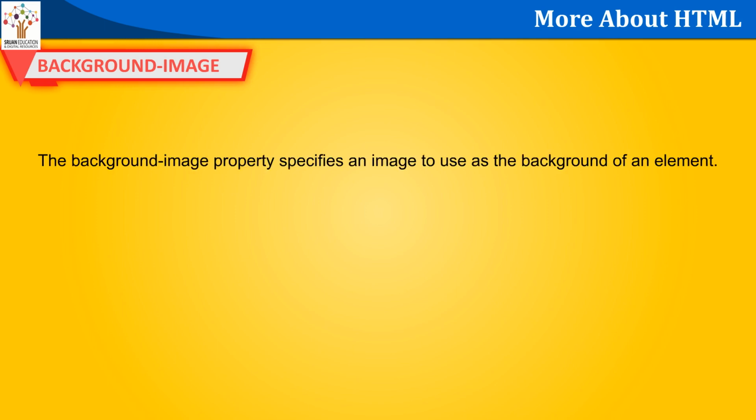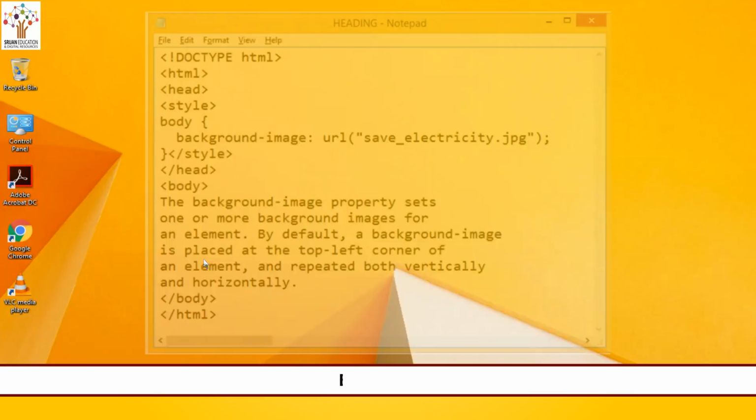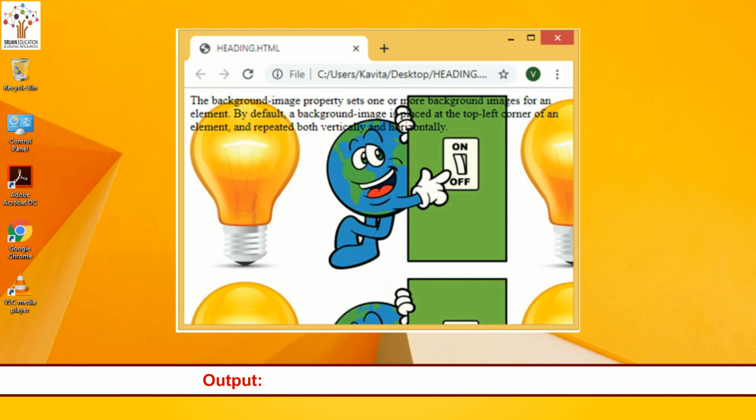Background image. The background image property specifies an image to use as the background of an element. By default, the image is repeated, so it covers the entire element. Example. Output. It will be shown in the browser like this.